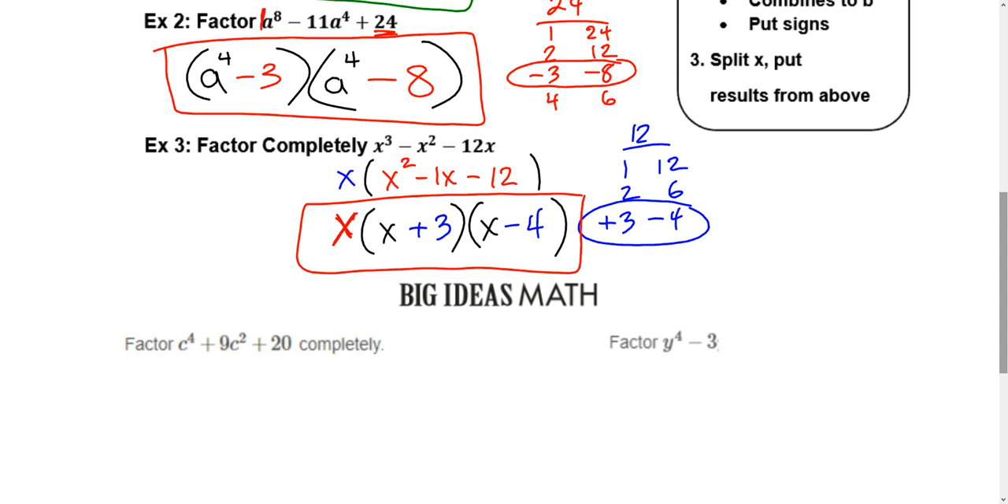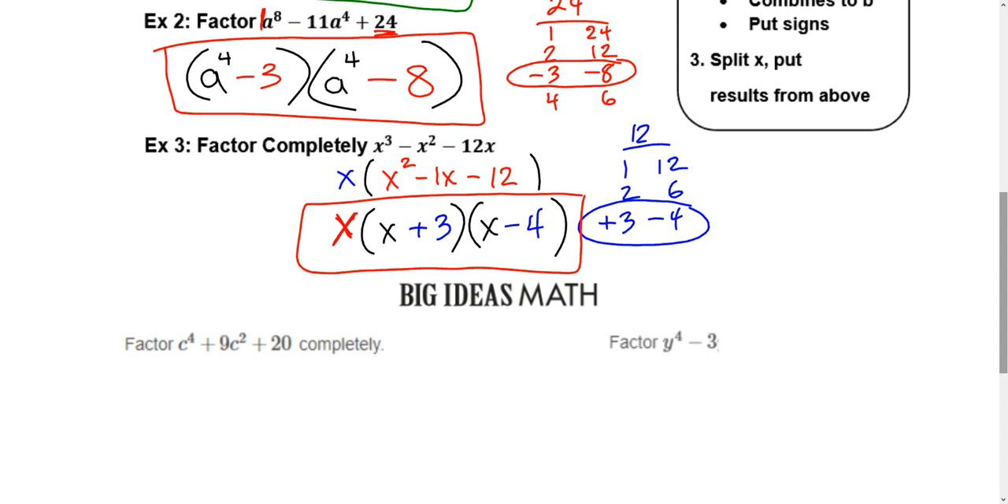When you have your simple ABC, you use the last number to make the list, find 2 numbers to get you to the middle, and then put the signs on so it matches the middle, and then that will eventually make it so that it multiplies to the last number also. So once you have your numbers in your list and you circle it and put the signs on, that goes into your 2 parentheses and you're done. So that's pretty much it, guys.